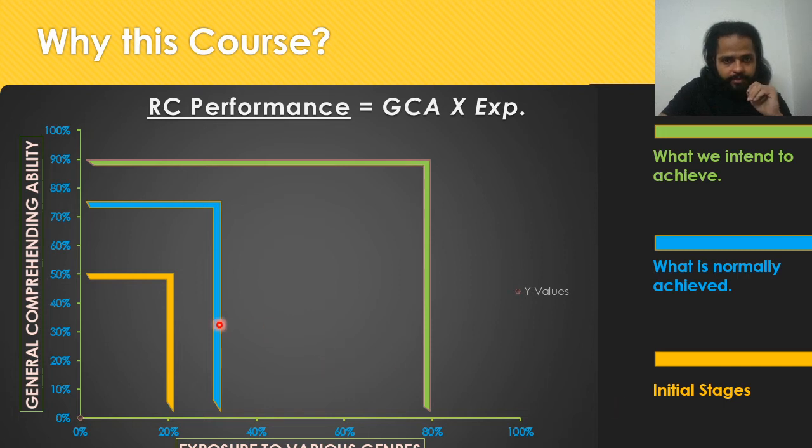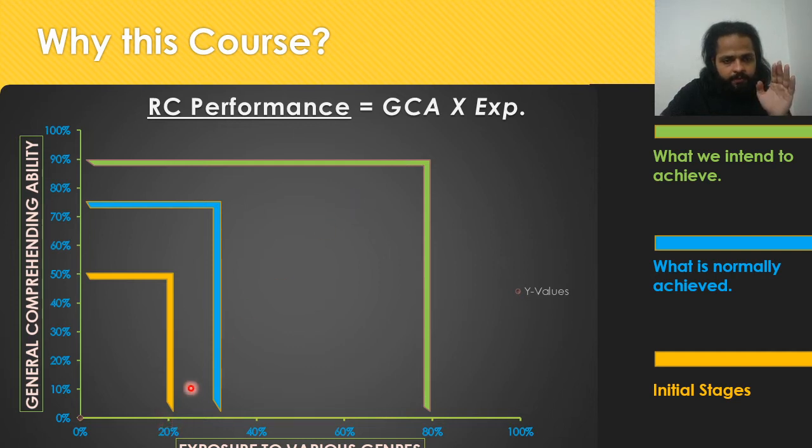So this yellow line is the initial stage of an average student who's preparing for these exams. This blue line is what they normally achieve if they put in a lot of effort, without taking any special measures to get exposure to various genres. And the area up to the green line is what we intend to achieve. How do we intend to do this?